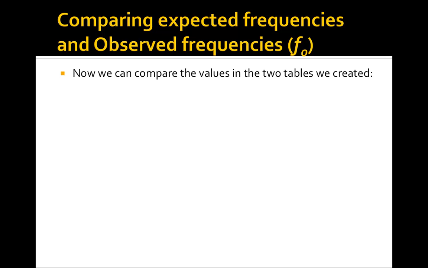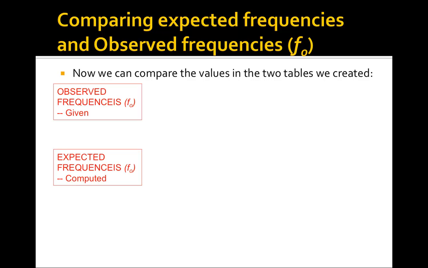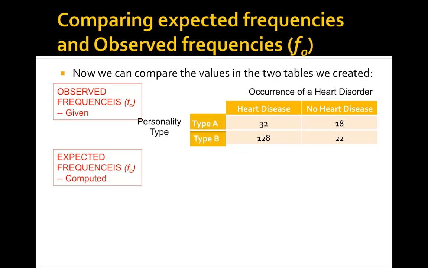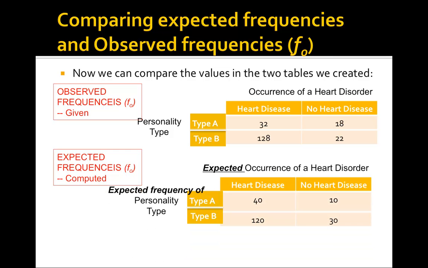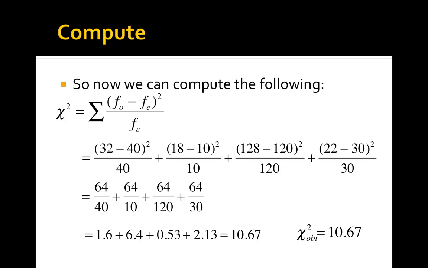Now we go ahead and compare expected frequencies and observed values. So we use the two tables. First we have the observed frequencies, which are what we were given in the problem, and then the expected frequencies that were computed. We're going to compare the similar cells in the two tables. There are 4 cells. So we compare the observed value for type A heart disease with the expected value for type A heart disease, the same for type A no heart disease, and the same for the other categories as well. So we use this formula, and what we get is this.